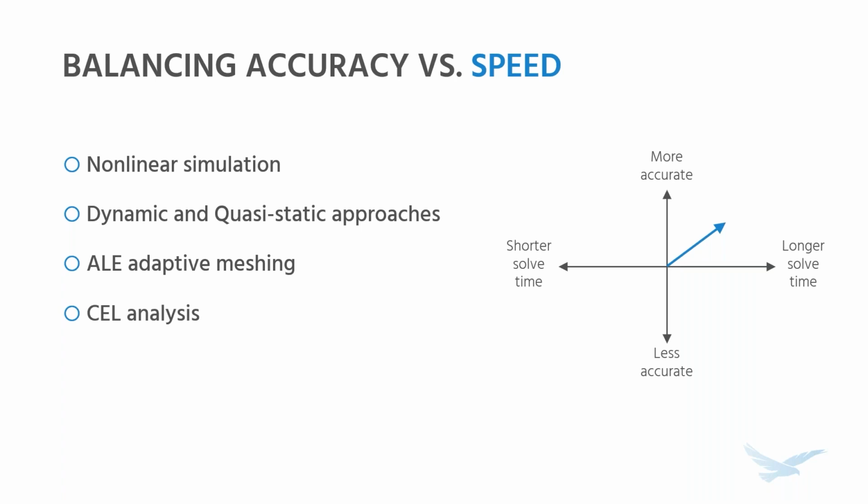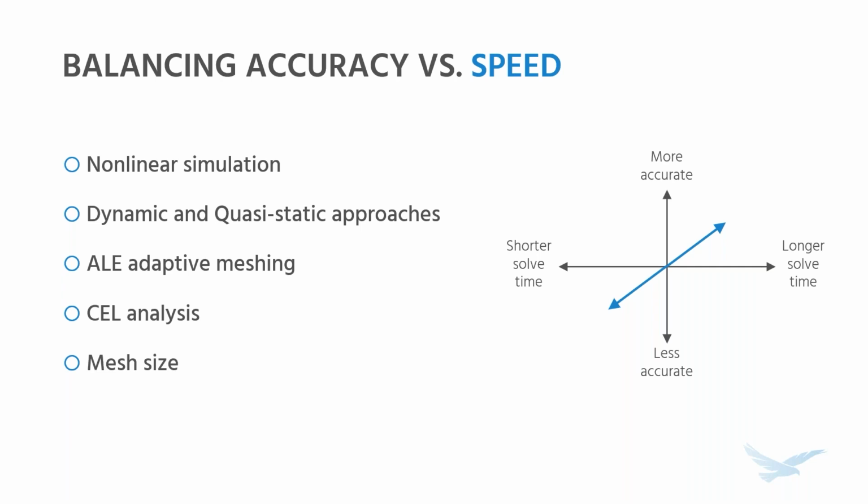Even if we take a step back away from these extreme deformation problems, even the most basic linear static problems, we deal with choices like this. If we make our mesh finer, that's usually going to give us a better result, but take longer to calculate. And if we make it coarser, we're going to end up with something that solves faster, but is probably less accurate.